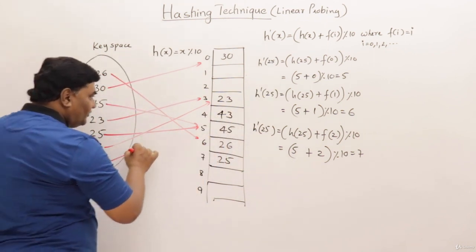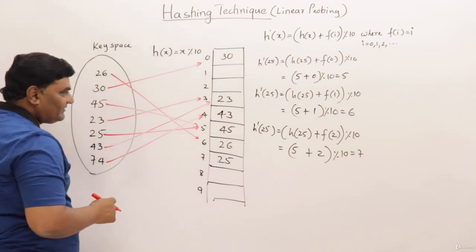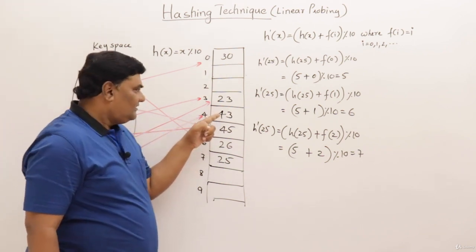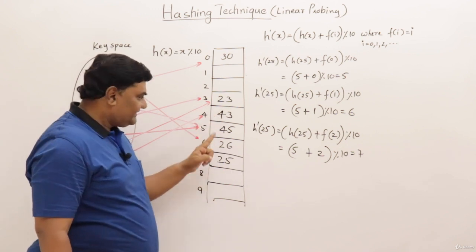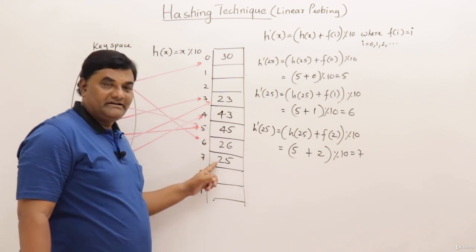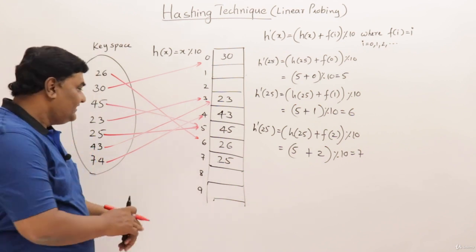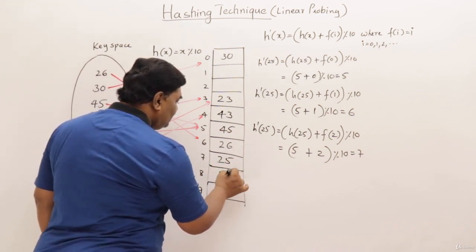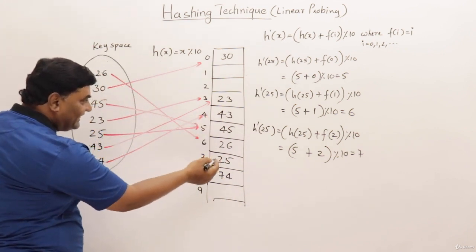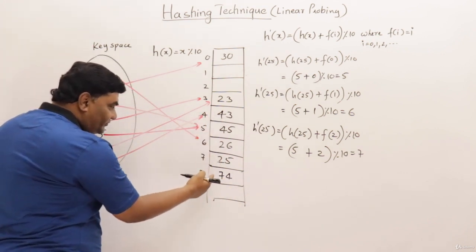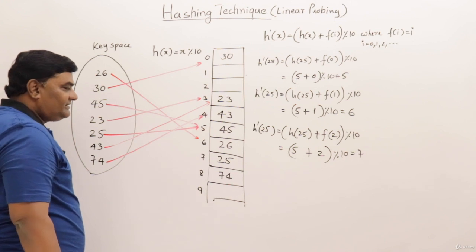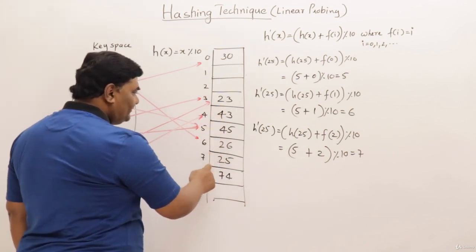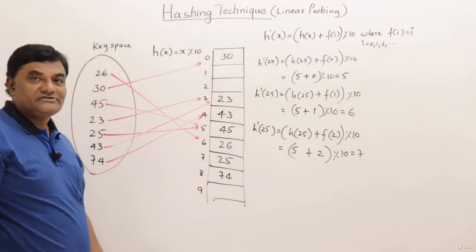The next is 74. 74 is mapped here, already occupied. The next is occupied, next occupied, next occupied, next, yes, this is free. So 74 will come here. See, a very long distance. Actually, it was mapped at 4, but it's stored at 8. So many collisions for storing 74: 1, 2, 3, 4 collisions. So after 4 collisions, it got stored.